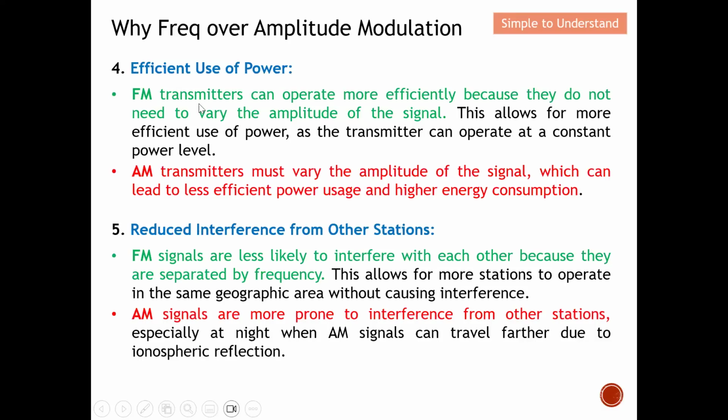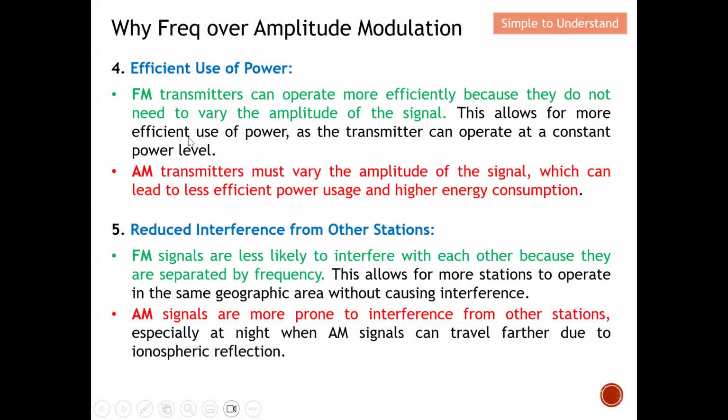For FM, transmitters can actually operate very efficiently because they do not need to vary the amplitude of the signal. For AM, remember, we need to vary the amplitude of the signal, and hence we use more power for AM. FM allows for more efficient use of power as a transmitter can operate at a constant power level, which is the carrier power. For FM, the transmission power will be equal to the carrier power.